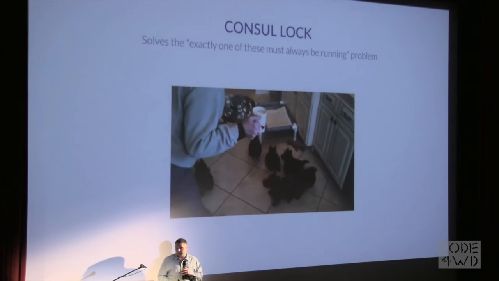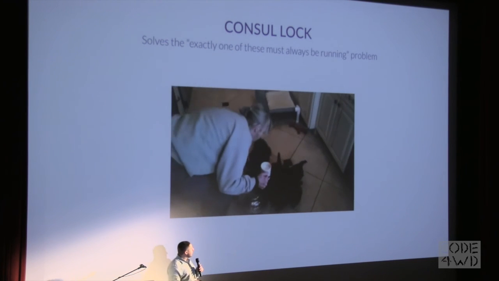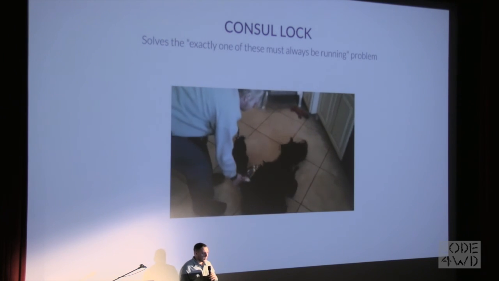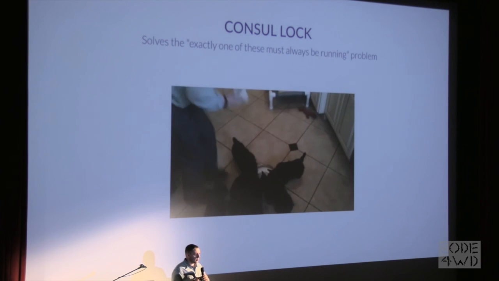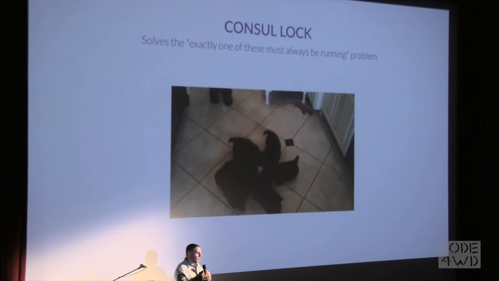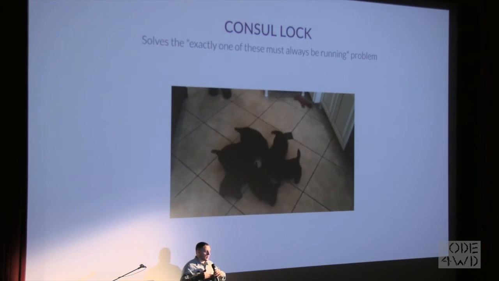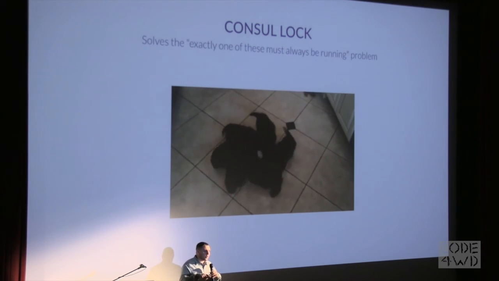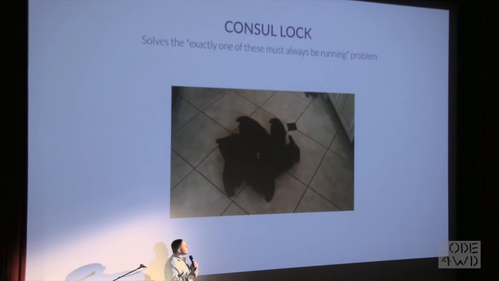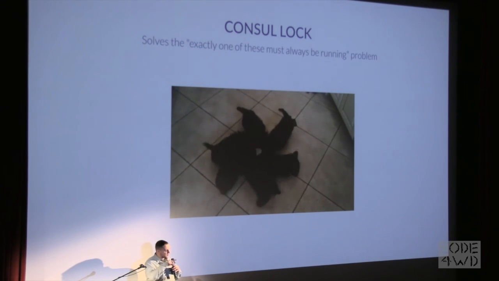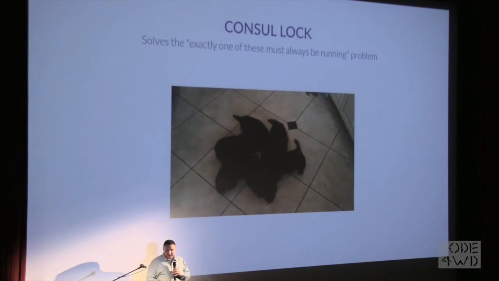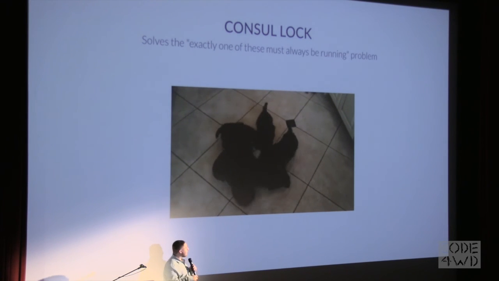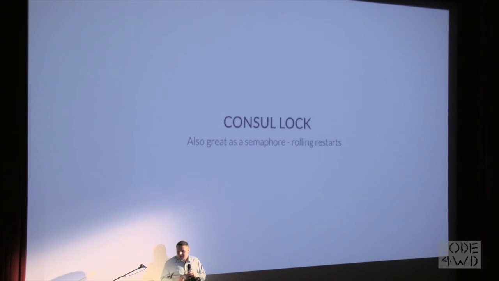So nothing's complete without an animated GIF, but this is a real life thing. If you've ever seen puppies or piglets, when you put them around a milk bowl, each of them tries to get more milk, so they'll push each other around, and it's a real thing called pinwheeling. But that's the best way to describe Consul lock, it's just a continuous circle. But if you're interested in animals, look this up. It's super fascinating. So Consul lock provides the ability to do things like HA.